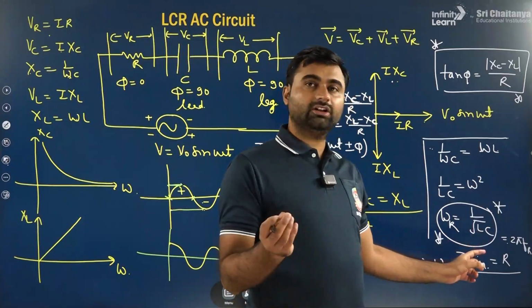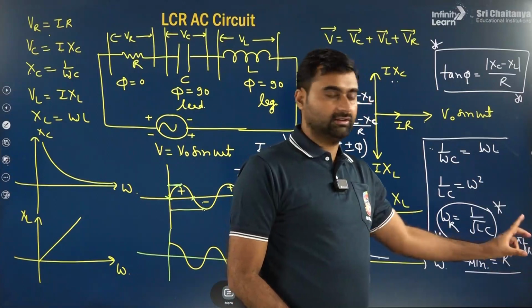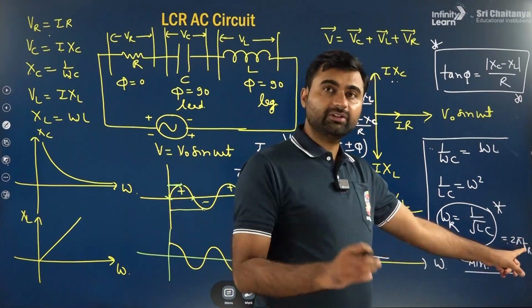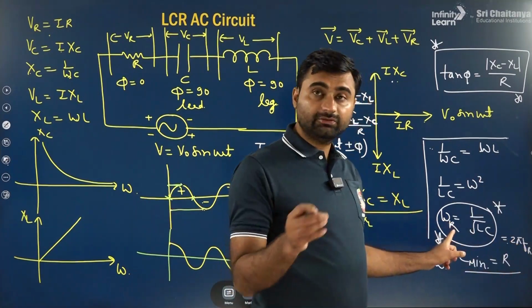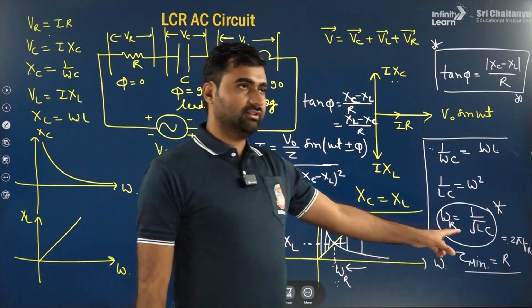If you want to find the frequency, then put it equal to 2 pi f, that is 2 pi fr. Fr means resonating frequency, and omega r is the resonating angular frequency. So we understood this resonance condition.